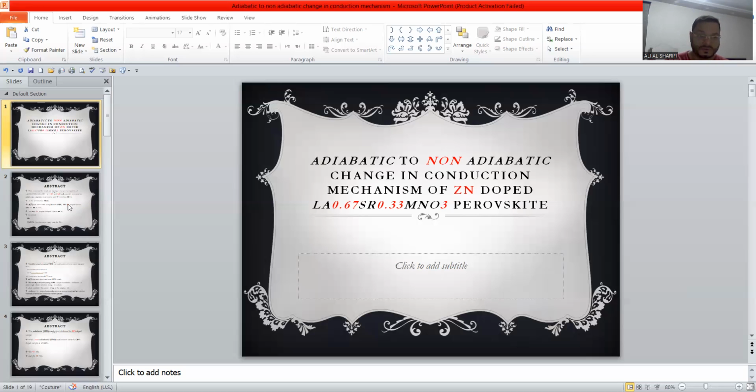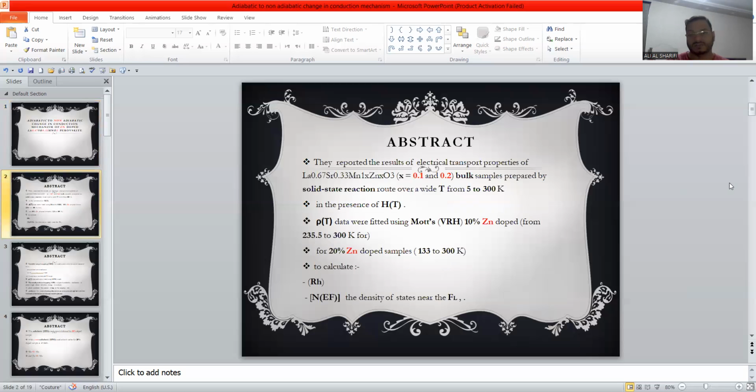Let me go to the first one and start to do our summary. They reported the results of electrical transport properties of this structure with two different amounts of zinc doping, 100% and 200%, in bulk. Our sample here in this article is a bulk sample. And after that, there will be some change to it. I will explain that in the next slide. Bulk samples were prepared by what?